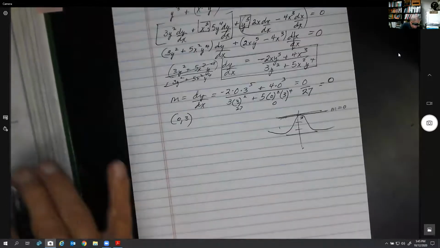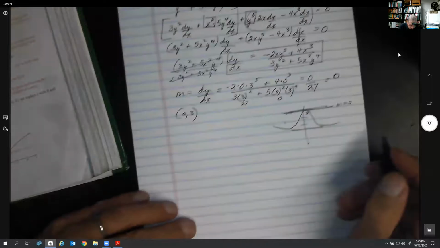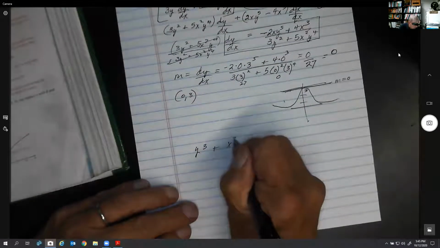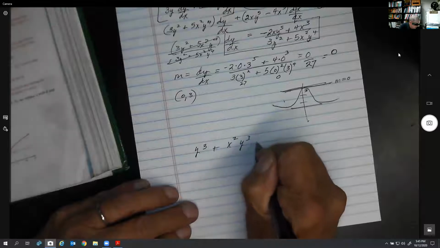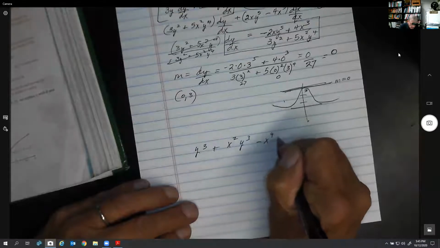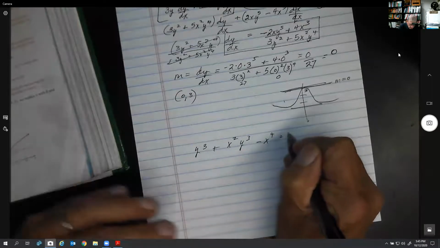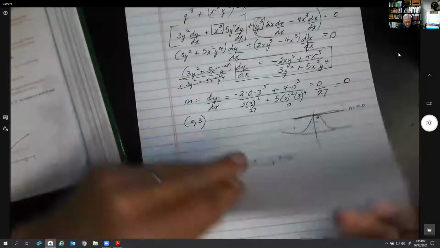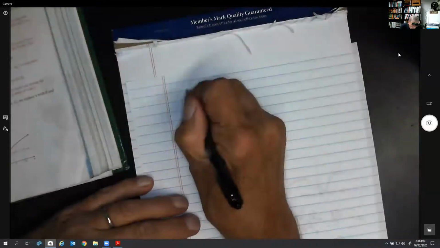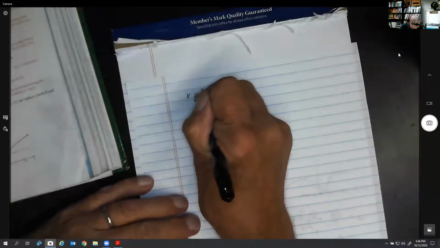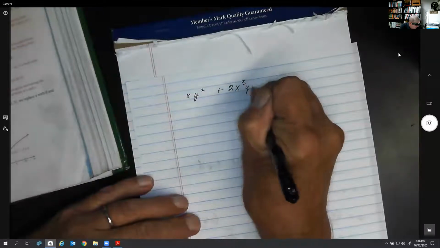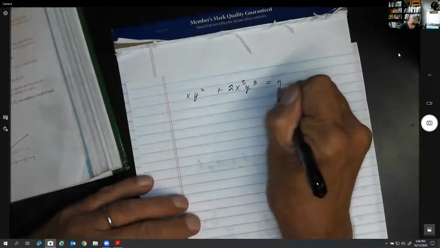Let's try another one. See if we can do it. Here's one that isn't too bad. y cubed plus 2x squared y cubed minus x to the fourth. Isn't that the one we just did? Almost the same thing. Let's try a different one. That one's just about the same thing we did. Let's try this one instead. xy squared plus 2x cubed y cubed equals y plus 1.